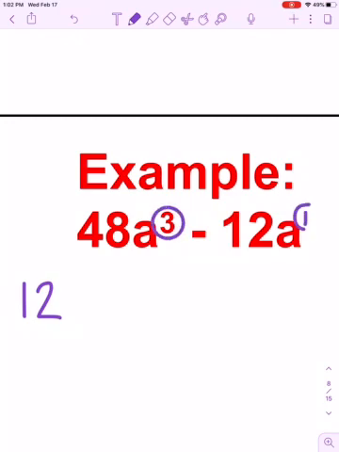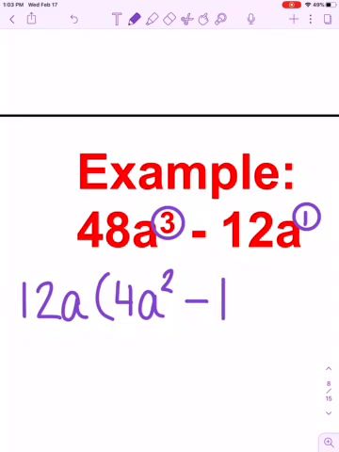This has 3 A's that it could give me. This has 1, so I can take out 1. So I'm going to take out a single A, then put a parenthesis and take it out. So 48 divided by 12 is 4. I used to have 3 A's. I took 1 of them away, so I have 2 left. Drop your subtraction sign. 12 divided by 12 is 1. I had an A, but I took it out, so no more A's.